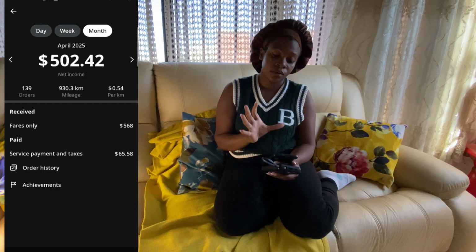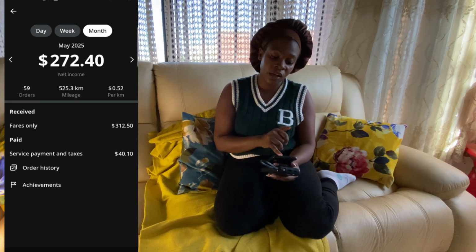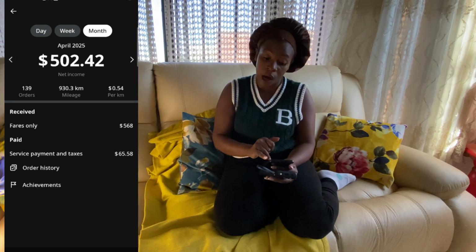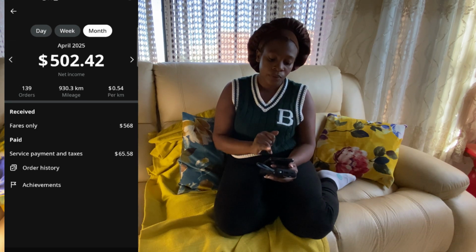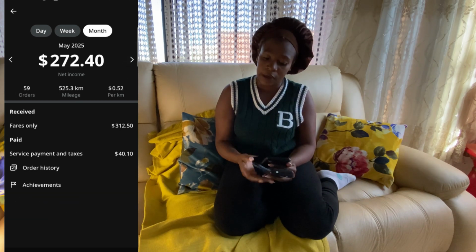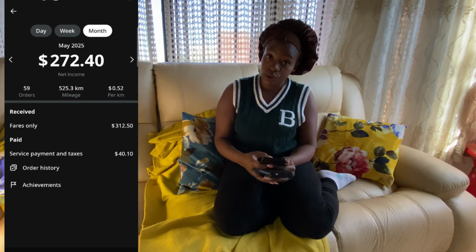But April and May, that's where I've actually earned more money. In May, as you can see, I've taken more rides than I have done. Oh, in April I have 139 rides. Wow, I worked hard in April. But to be honest, I earned more than 272 in May. Okay, so I hope that helps you.